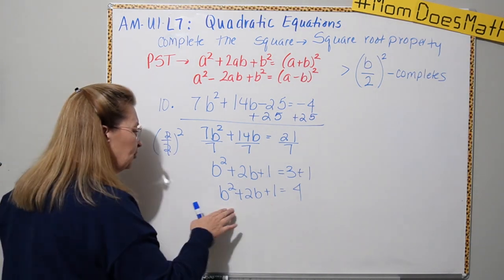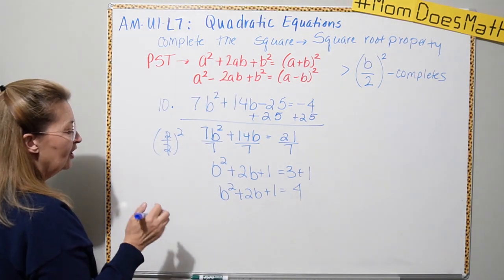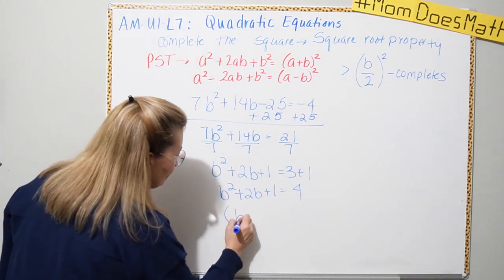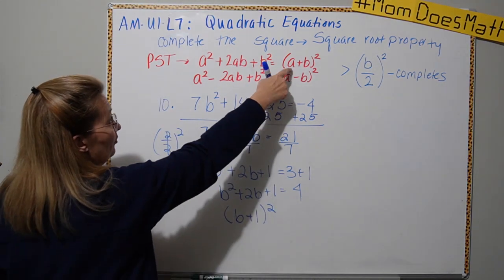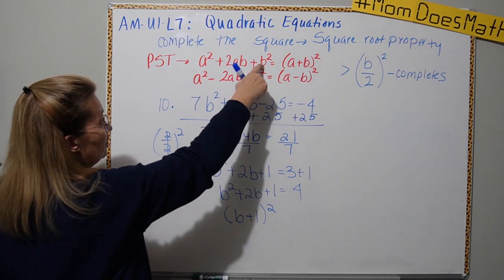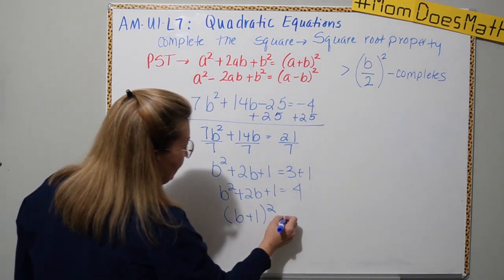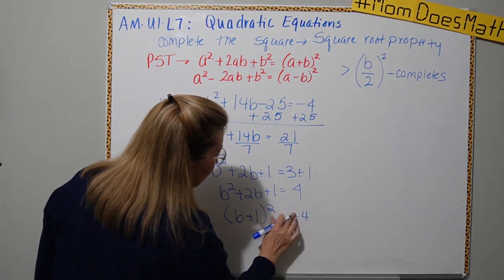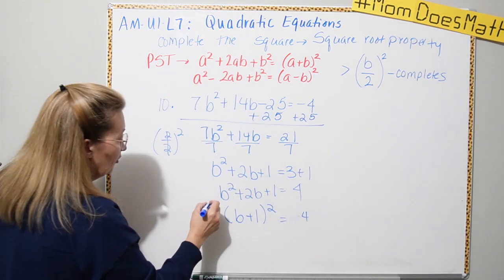All right, since I completed the square, I created a perfect square trinomial. And this will factor into b plus 1 squared. I just used my formula. Square root of the first term, square root of the second term, all squared. So that's where I got that. And then equals 4 here. Now I'm ready to use the square root property.